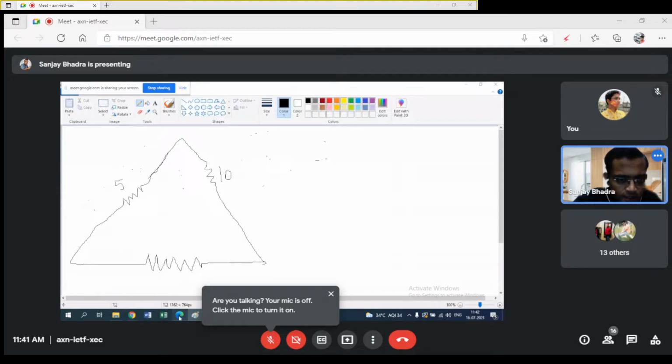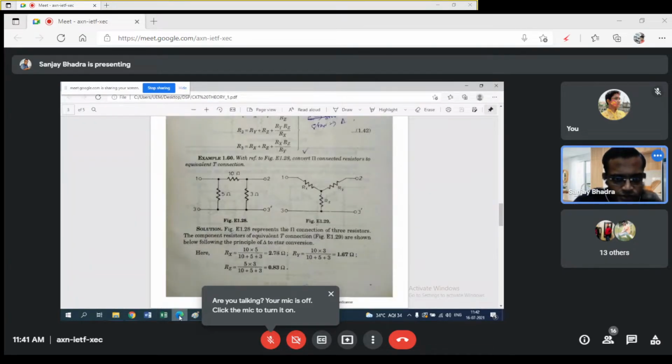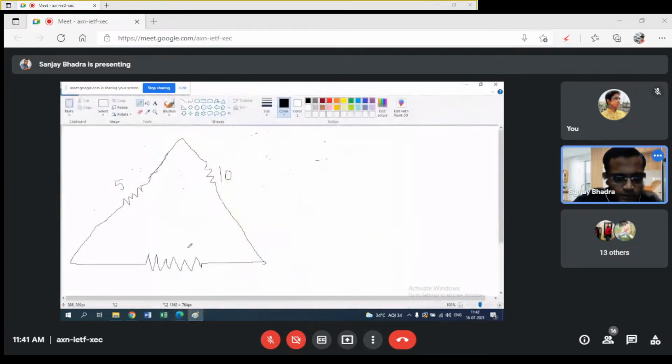This is 5 ohm, 10 ohm, and 3 ohm. This is what is given. Obviously, you can write your ohm also, no problem. Write ohm. Yeah, 5 ohm, 10 ohm, and 3 ohm.